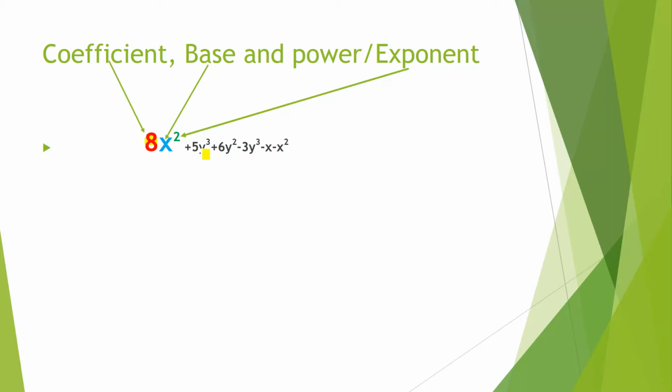Similarly here 5y cube, 5 is the coefficient, y is the base, 3 is the exponent or power. 6y square, 6 is the coefficient, y is the base and square 2 is the exponent, right? So here you can see is only minus x.